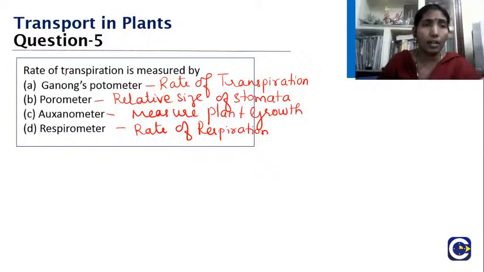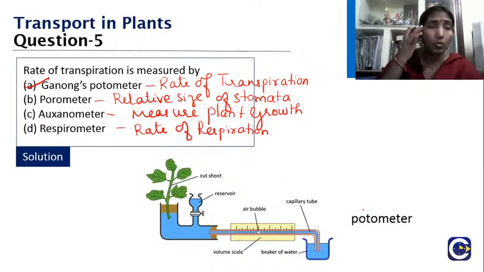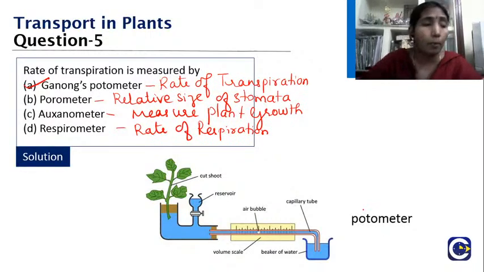So here it is the rate of transpiration. So what should be your option? It is the Ganong's potometer. So what you observe here in this picture, this is how they will find out. So you have that. How much of air bubbles? That is where we have a volume scale also, and that is how they measure it. So this is what we call the Ganong's potometer. Okay students, you are able to follow. So very good students, you have given the right answer.